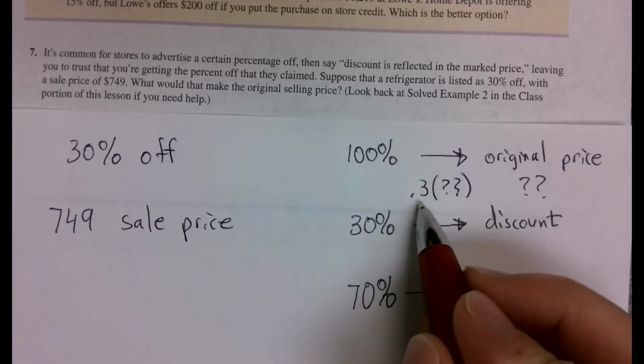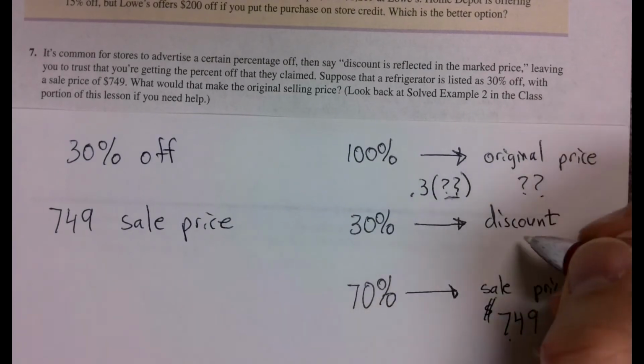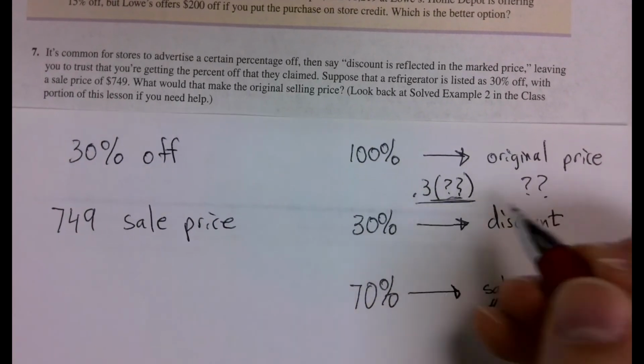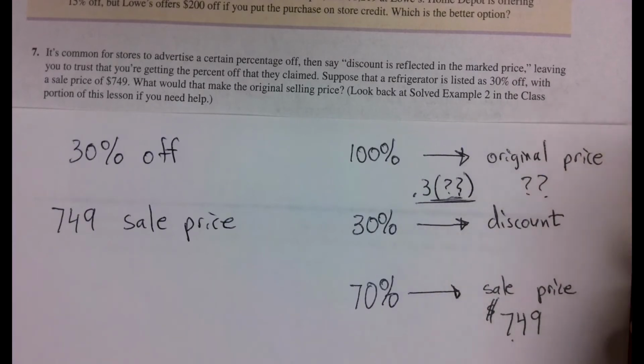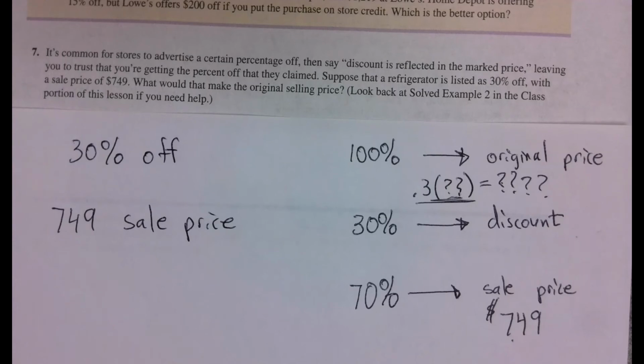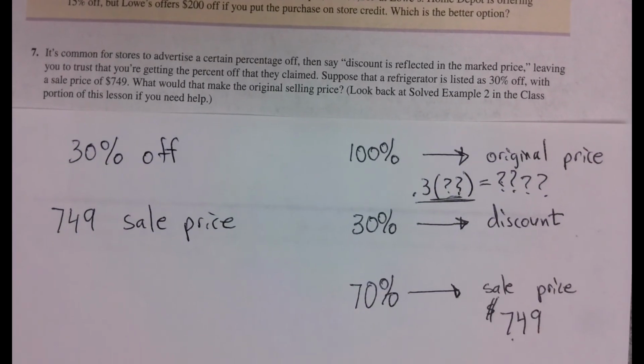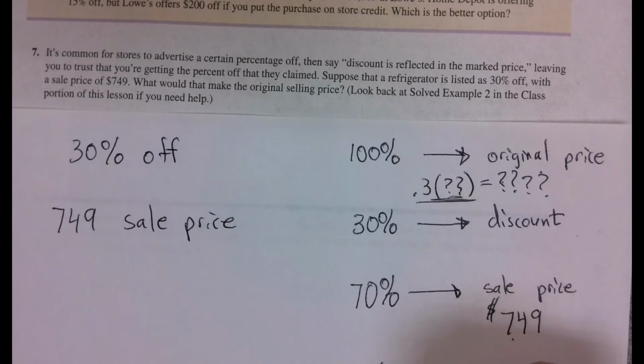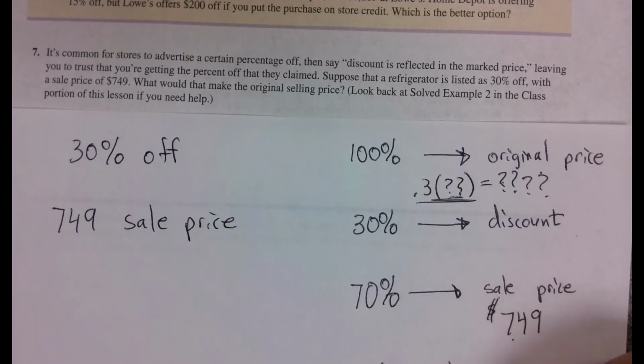So back up here when I said 0.3 times the original amount equals the discount amount, we can't use this calculation because we also don't know the amount of the discount. This is also unknown. We can't solve an equation that has two unknowns unless we had two equations. So we could use this because we know that 70% of the original is $7.49. That means if we take 70% of this original price, when we multiplied that together, we would get $7.49.